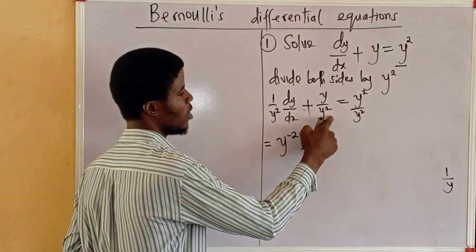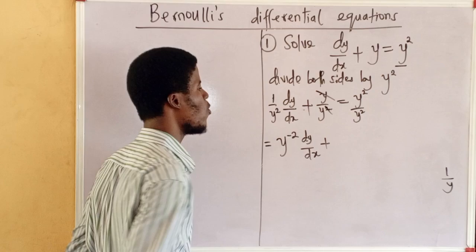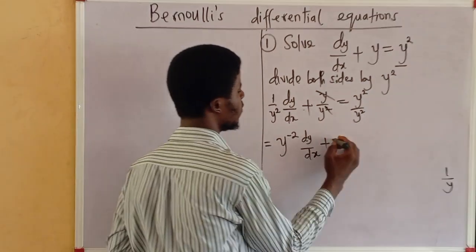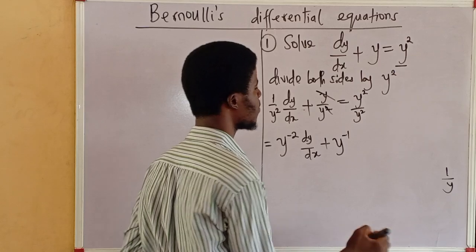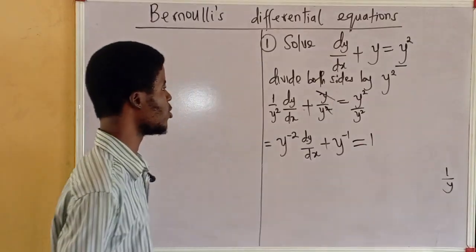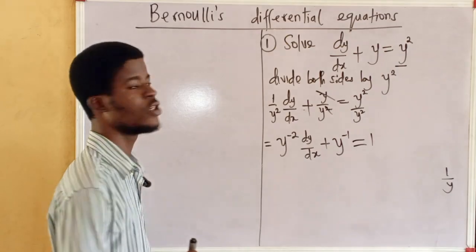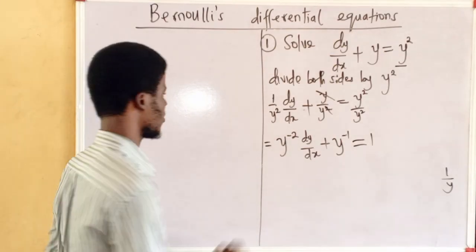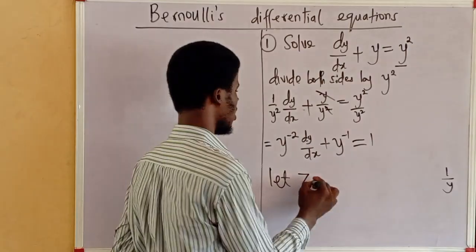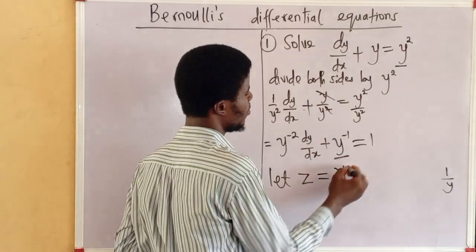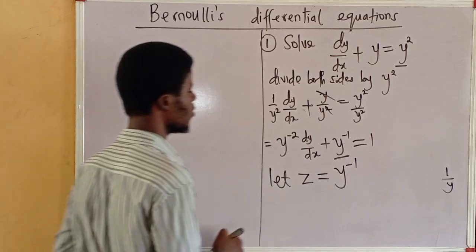This is y times y, so y will cancel one of these. At the bottom, we're having 1 over y. And 1 over y itself is y raised to the power minus 1. And here we have 1. Okay, so the next thing is this. We are going to introduce a new dependent variable, z. Let z be equal to y to the power of minus 1.